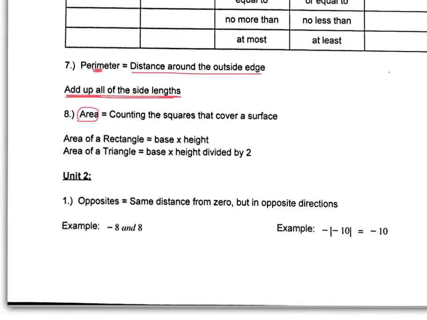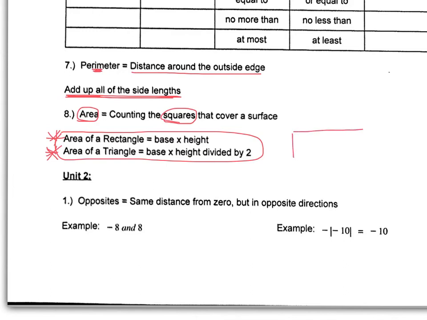Area is counting the squares. You should know 2 formulas. The rectangle formula is base times height, and the triangle is base times height divided by 2. Look, here's a rectangle. If you want to count how many squares are in that rectangle, just count the base, count the height, and multiply. And for a triangle, you just cut it in half. Divide by 2.